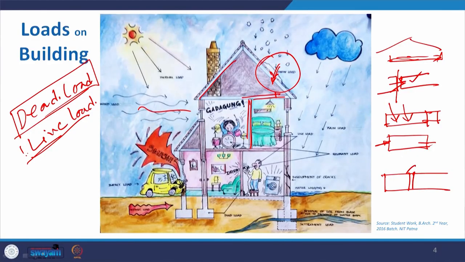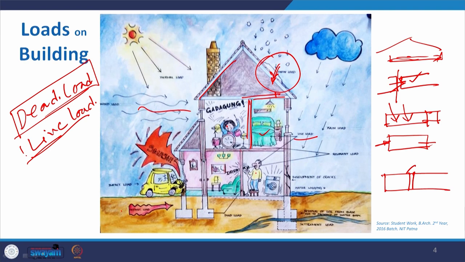Today I arrange this particular furniture in one manner, but tomorrow I may change or shift it. The same goes for machinery. So these are live load. Here you can see that the person, or maybe the furniture, are basically live load, and the dead loads are these beams and columns.